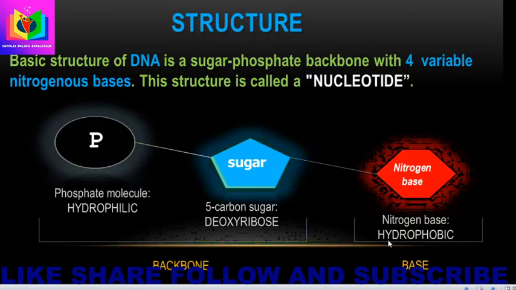Then the structure of DNA. The structure of DNA is very simple. The basic structure of DNA consists of the phosphate molecule and the pentose sugar, that is ribose or deoxyribose. In ribonucleic acid, we have ribose, the pentose sugar, and in DNA, it consists of deoxyribose.